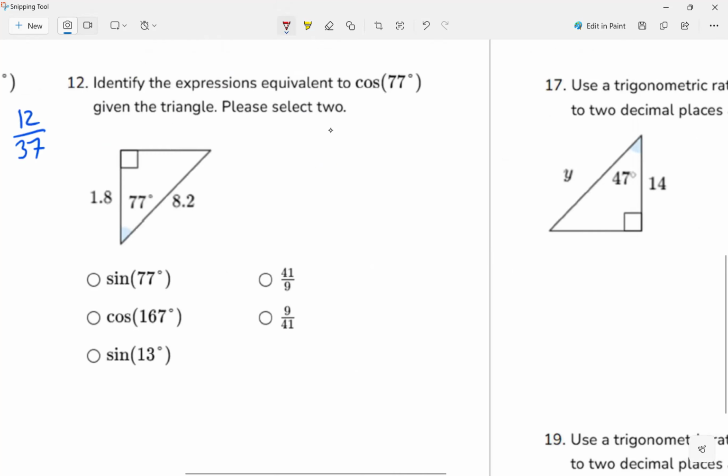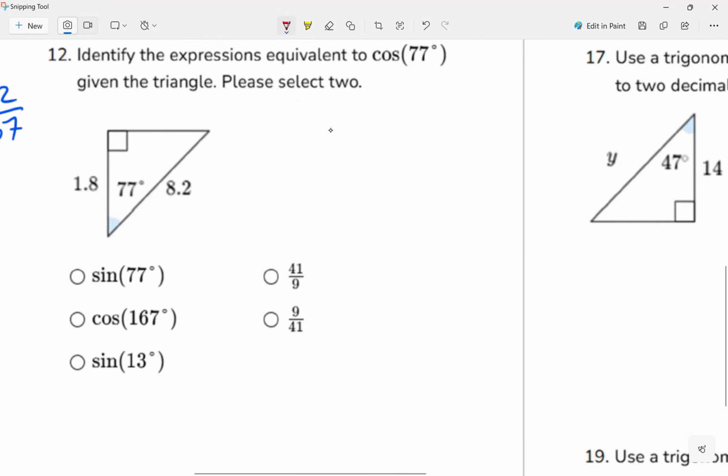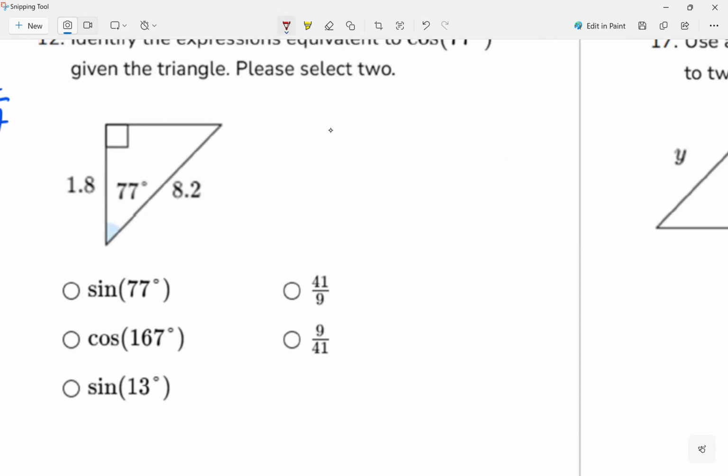Lastly, let's take a look at number 12. Identify the expressions equivalent to cosine of 77. Okay, so let's see. I know I'm going to have to find the third angle, right? 90 plus 77 is 167. Subtract that from 180. I think we can all agree that this last corner right here will be 13. I know I'm going to need that later, so let me just put it as a 13 here.